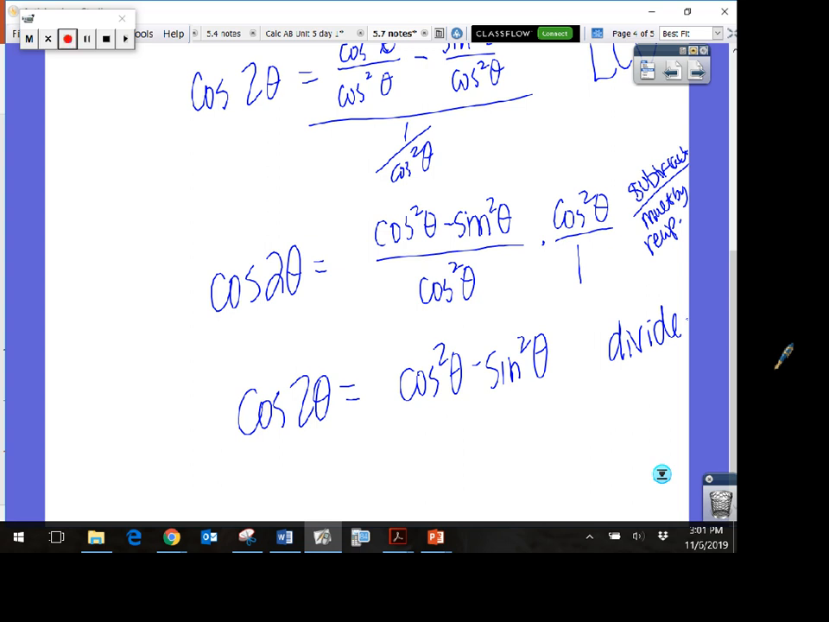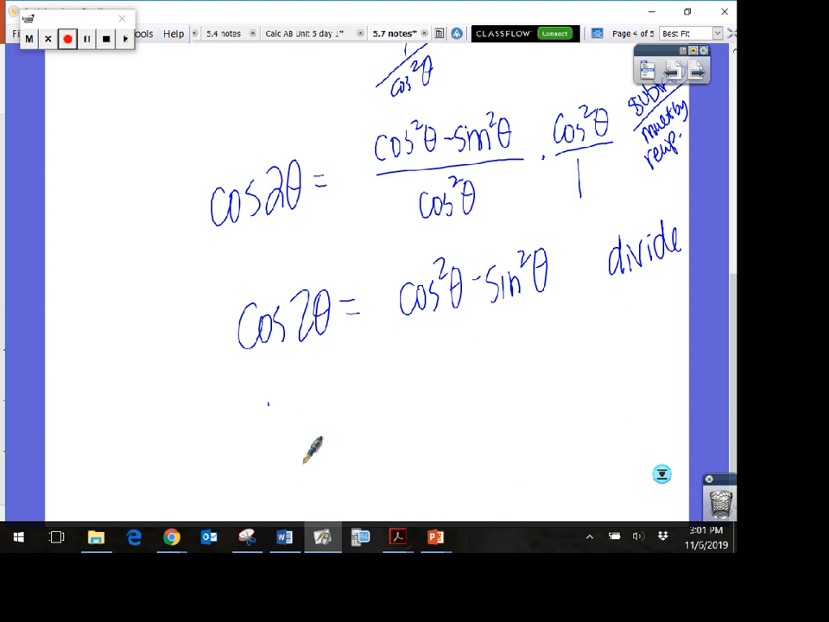And now I have my double angle ID. Cosine 2 theta equals cosine 2 theta because of the double angle ID. That's not the only way to do that. Hey, I think that's the third different way I've done it today. So there are at least 3 different ways to do that. I'm sure there are more.